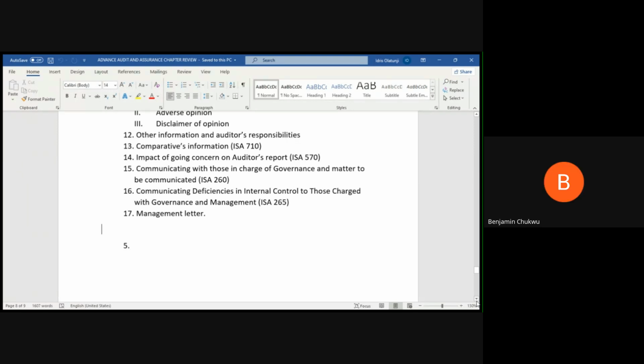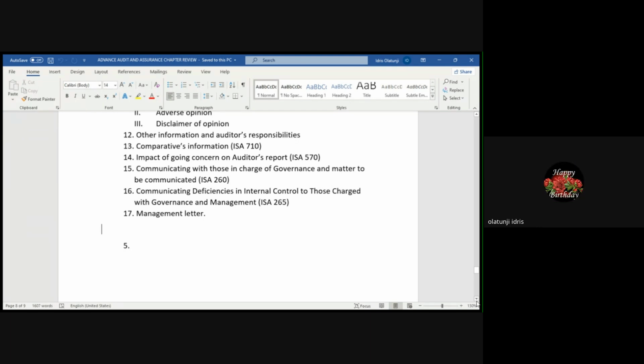Yes, sir. Then lastly, I'm so sorry, please. If a client wants to engage an audit firm, what's the name of the letter the client gives to the audit firm? If he really wants to engage the services of an audit firm, what's the name of that document the client writes to the audit firm?